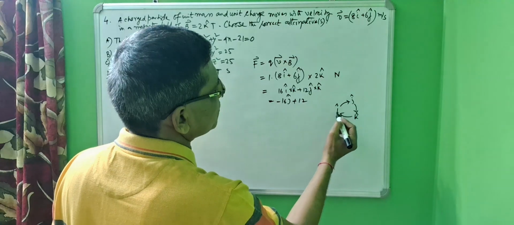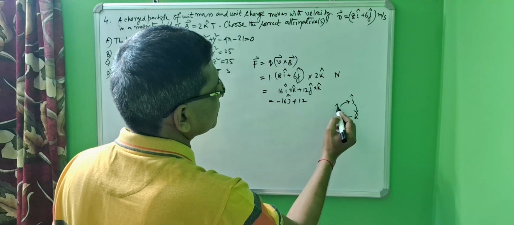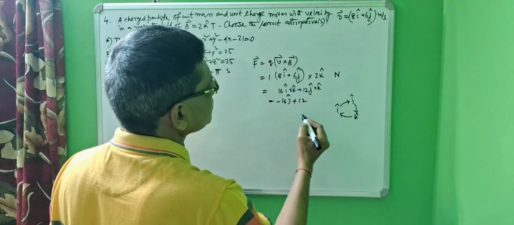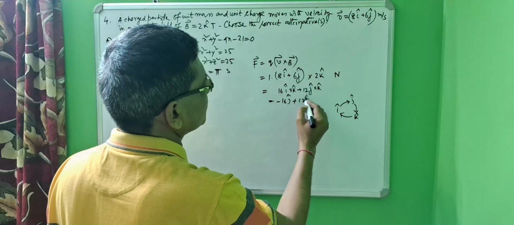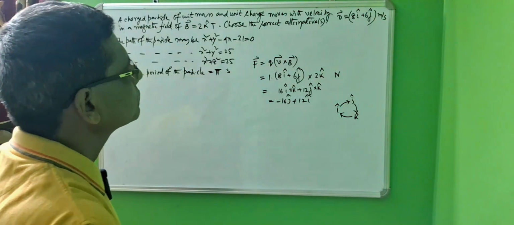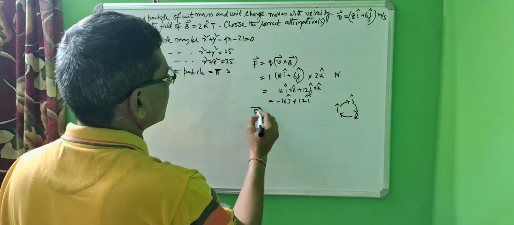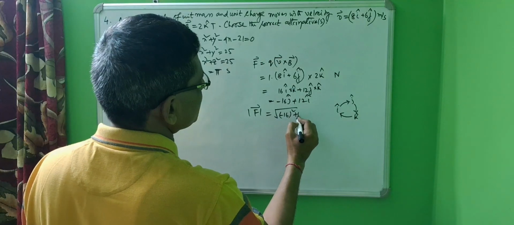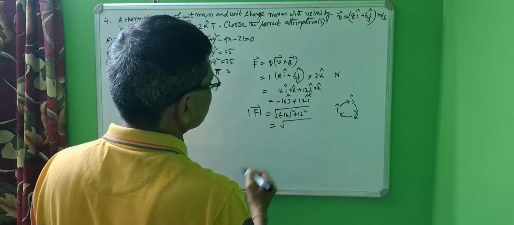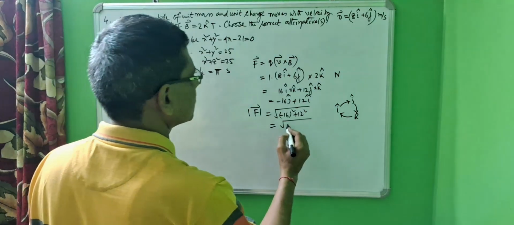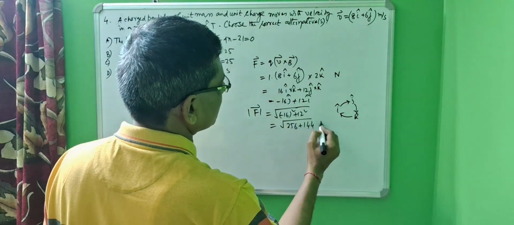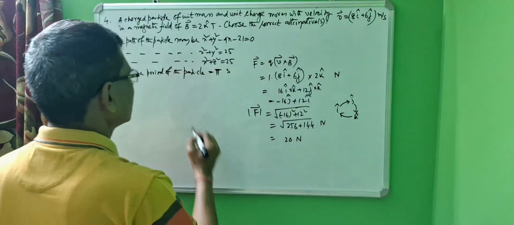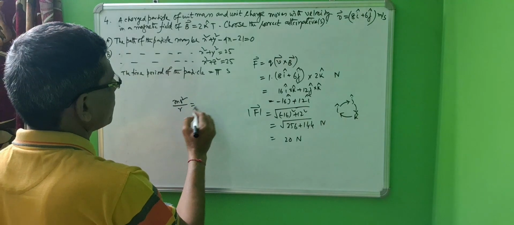J cross k will get to I. So F in modulus form we get minus 16 whole square plus 12 square equals to... Now mv square by r equals to F.